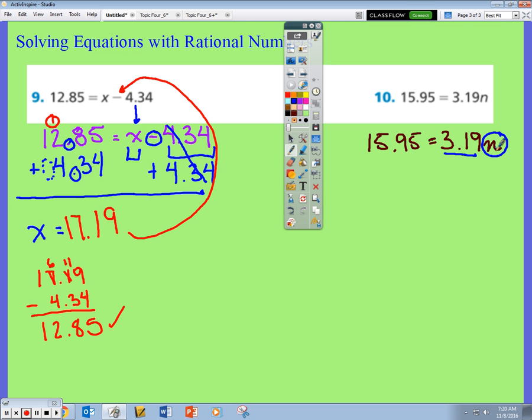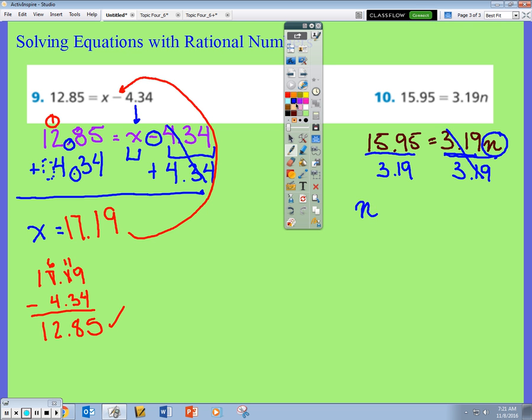Hey, that means I am multiplying these. To undo multiplication, the inverse of multiplication is division. Remember, the division property of equality says whatever you do to one side, I do to the other. If I divide one side by 3 and 19 hundredths, I must divide the other side by 3 and 19 hundredths. That cancels out. I'm just left with n.